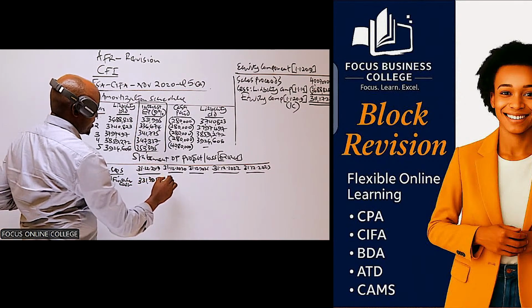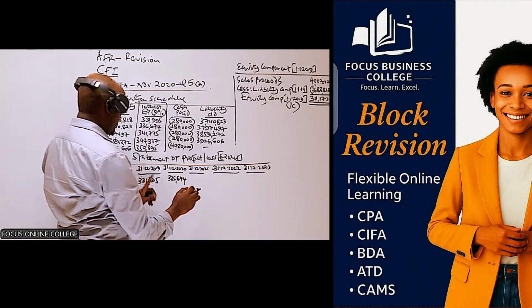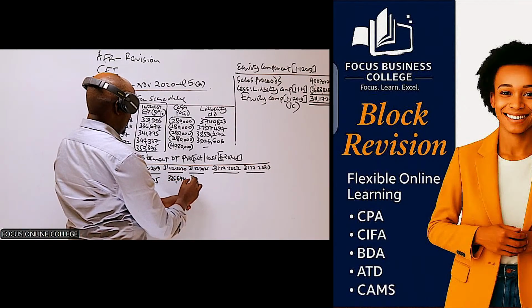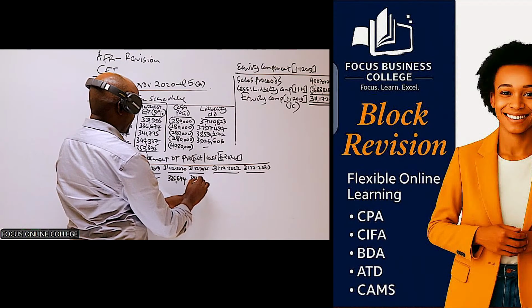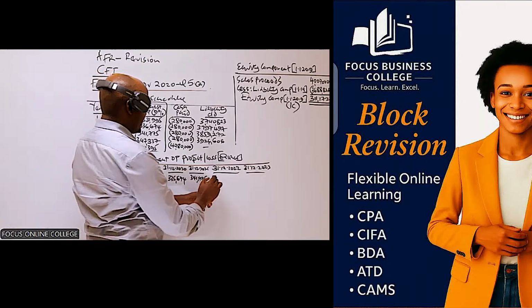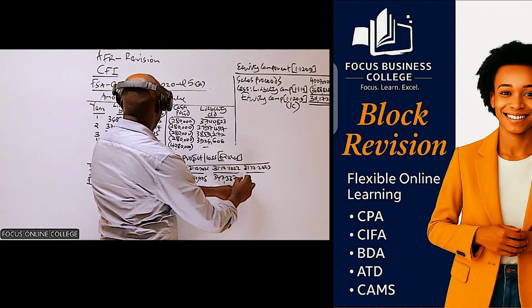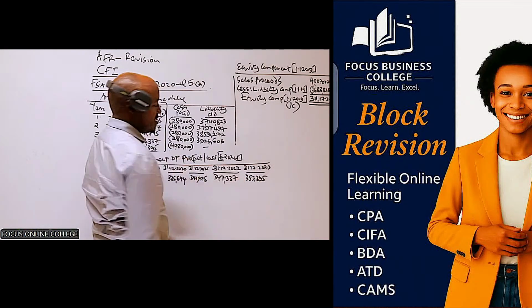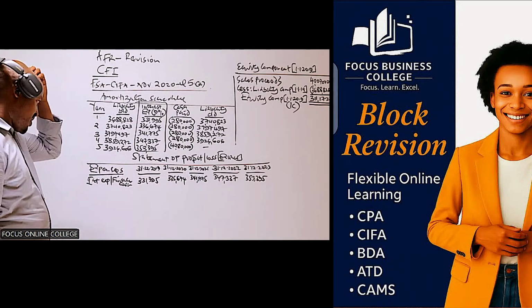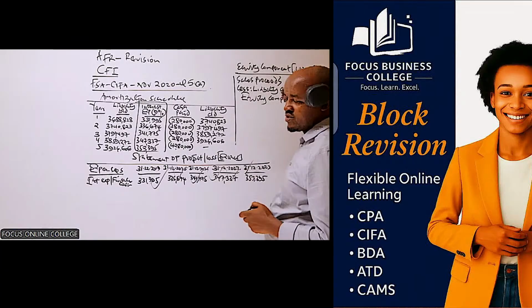So the finance cost for the first year is 331,995. Year 2, 336,674. Year 3, 341,775. Year 4, 347,337, and year 5, 353,395. So this is what was supposed to be recognized in the income statement of this company.